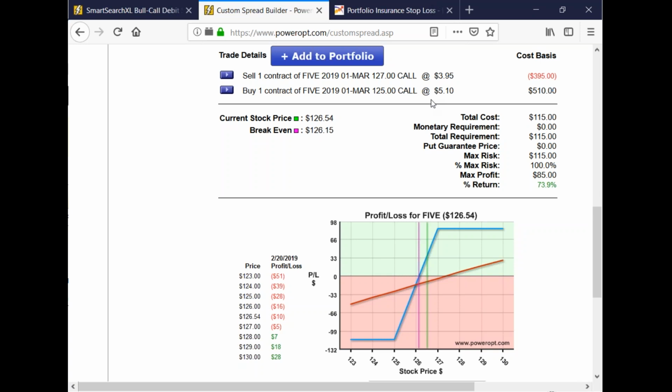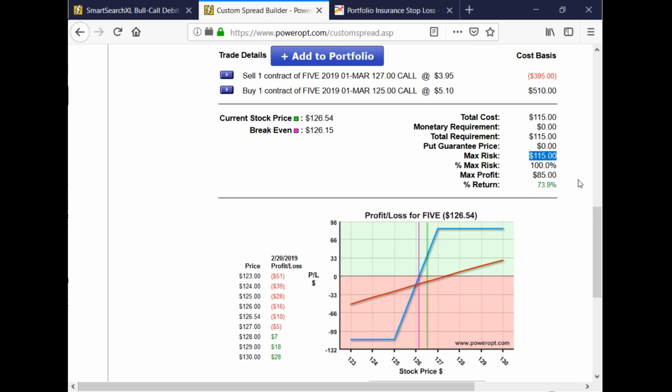This is sort of the out-of-the-money Bull Call Debit. If the stock goes above 127, we get the $2 back. We make an 85-cent profit on a 115 investment for about a 74% return. If the stock falls below 125 in 20 days and I don't manage it, holding it all the way to expiration on March 1st, it's below both strike prices. Both calls expire. We lose 115.